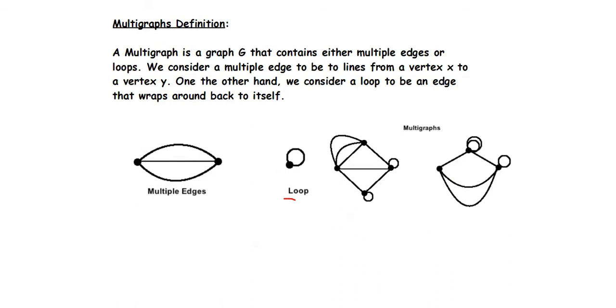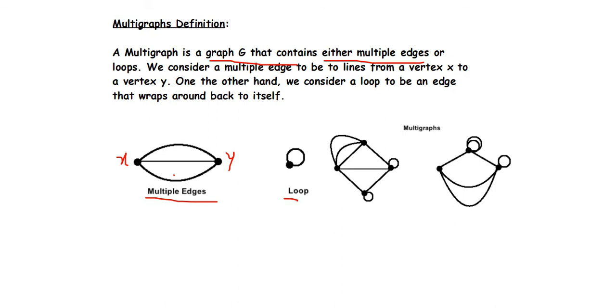Next is your multi-graph. This is what I was talking about, your loops and your multiple edges. A multi-graph is a graph that consists of either multiple edges or loops. We can consider a multiple edge to be a line from a vertex x to y. Suppose this is your vertex x and this is your vertex y. On the other hand, we can consider a loop to be an edge that wraps around back to itself.